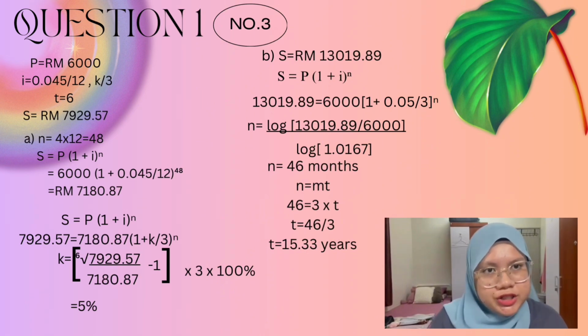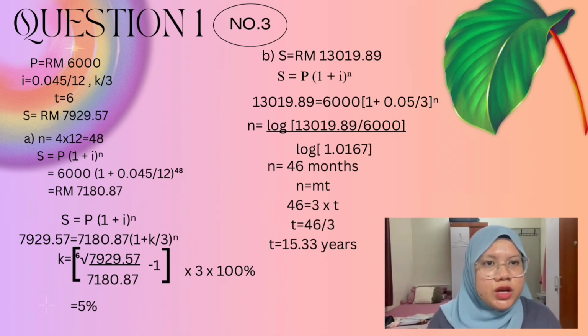So in this question, we are looking for K. So we're going to proceed our solution by using the same equation, but for P, we're going to use 7,180 ringgit and 87 cents for our P new. So we put the number inside the equation, and we will get 7,929 ringgit and 57 cents equals 7,180 ringgit and 87 cents (1 + K/3)^N.